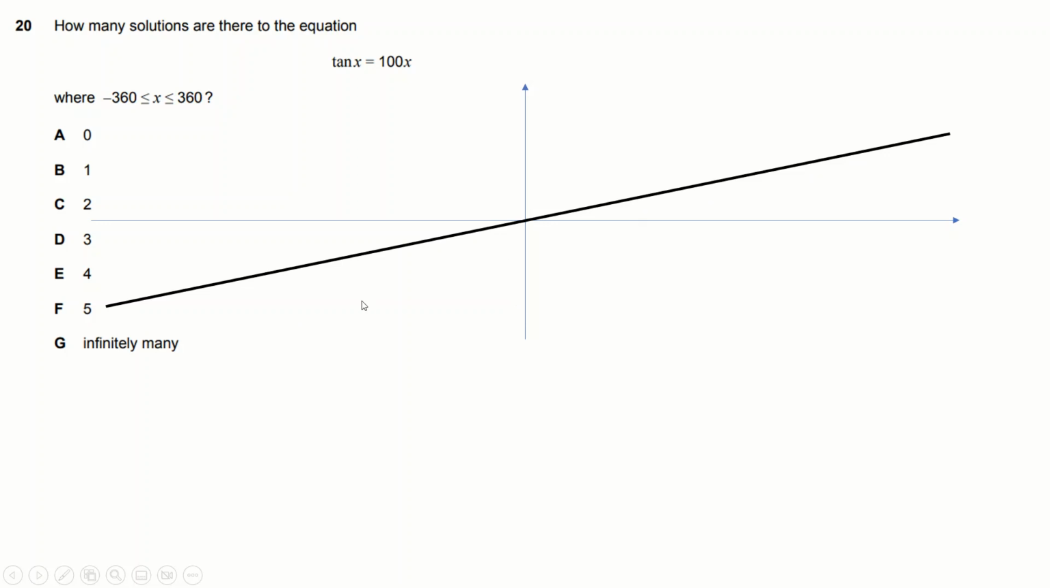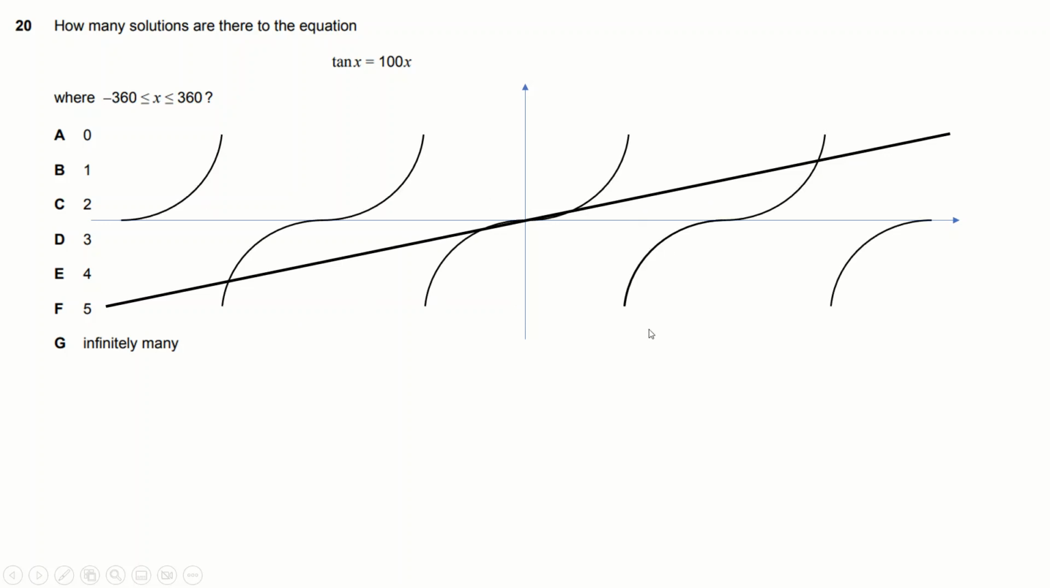So there's 100x. The tan graph between minus 360 and 360 does this, right? It does this, and then it does this again, then it does this again. How many intersections are there? 1, 2, 3, 4, and then 5. So there's going to be 5 of them. Good, paper done.